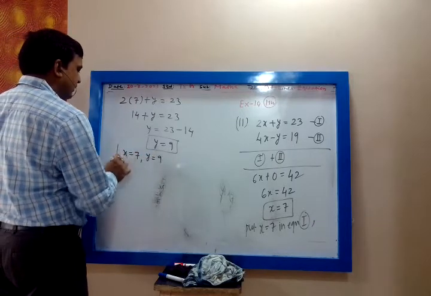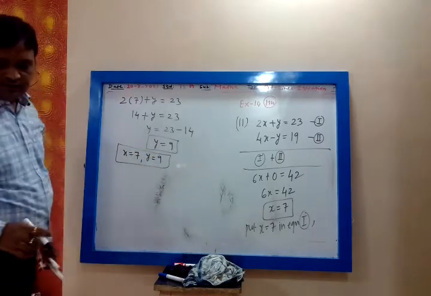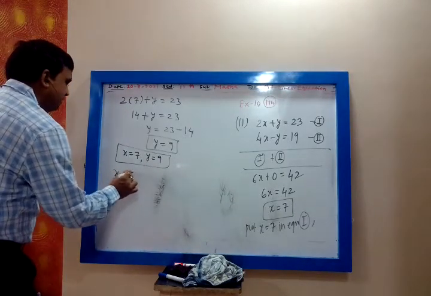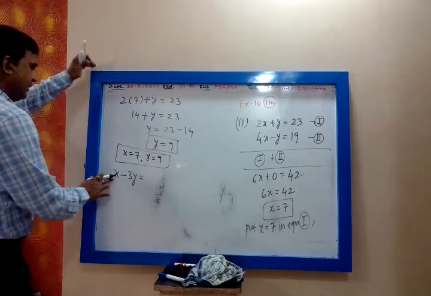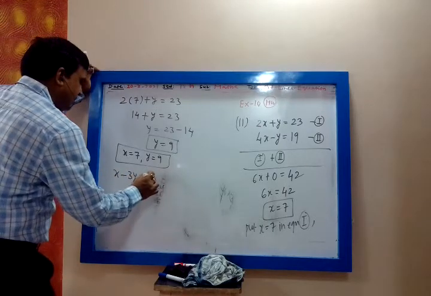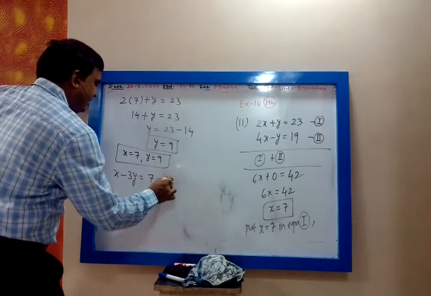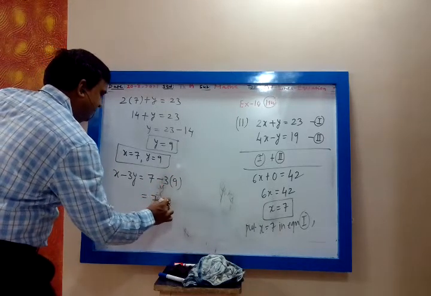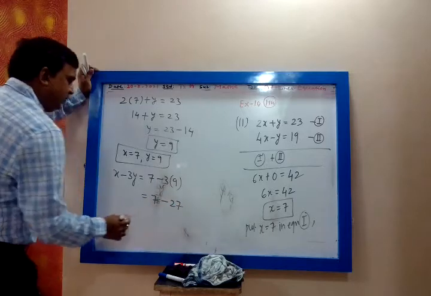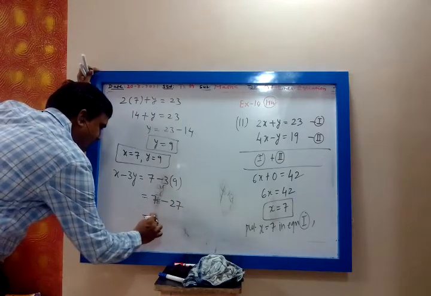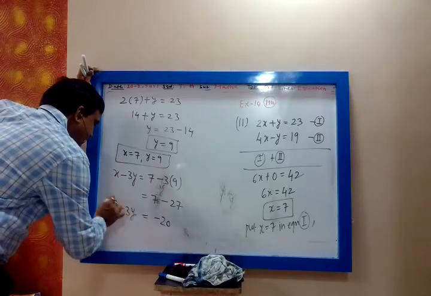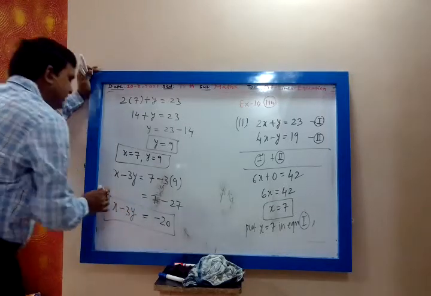Okay. Now which values are asked? Find the value of x minus 3y. You just put the value of x and y. X is 7, minus 3 into y. Y is 9. So 7 minus 27. What is 7 minus 27? Minus 20. So the value of x minus 3y is minus 20.